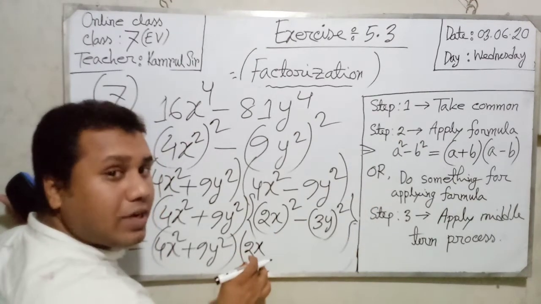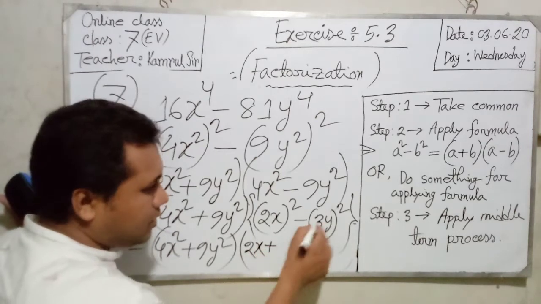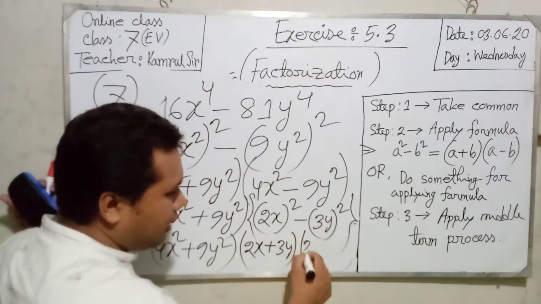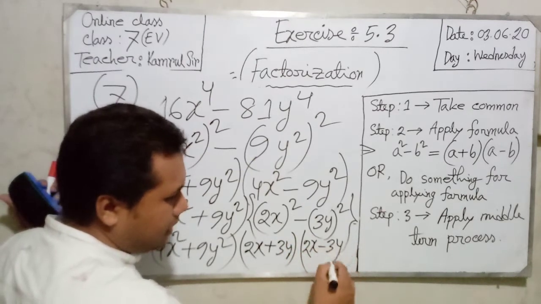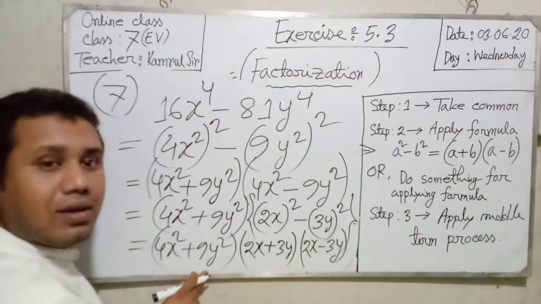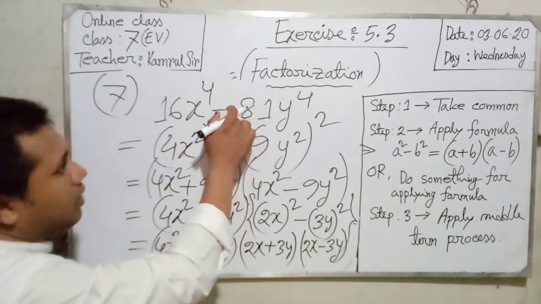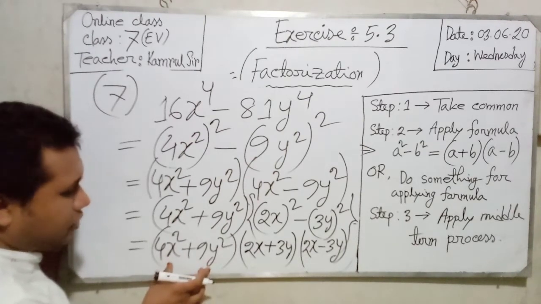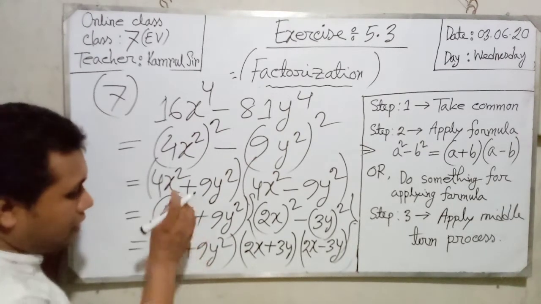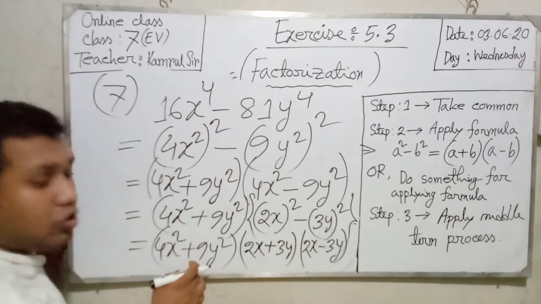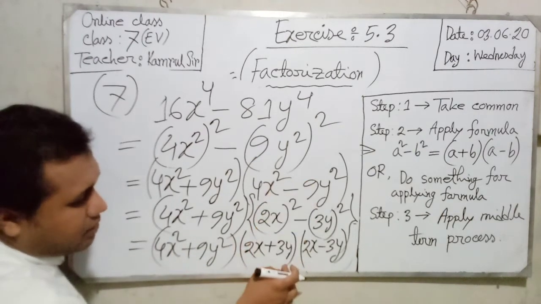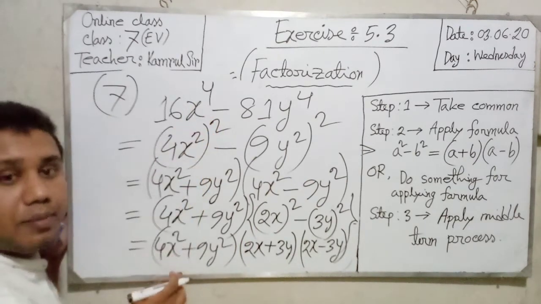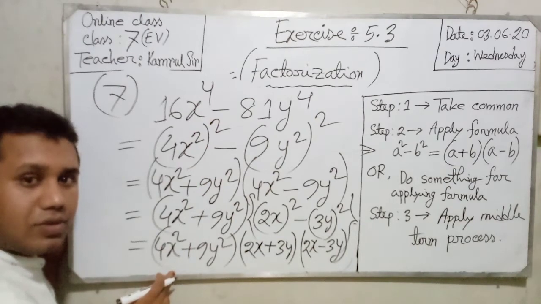2x as a, plus b, 3y as b. Now again a minus b. So this is our answer. So we can say this problem number 7, this is already factorized. Clear? And look, 4x square plus 9y square, this is already factorized. We can't resolve it. Clear? So now this is resolved. So this is our factorization for problem number 7. Clear, dear students? Okay.